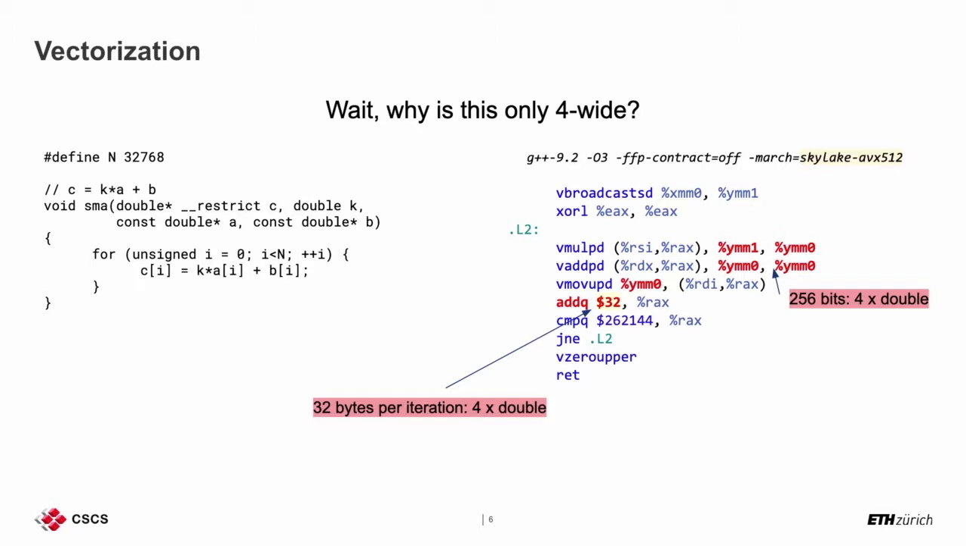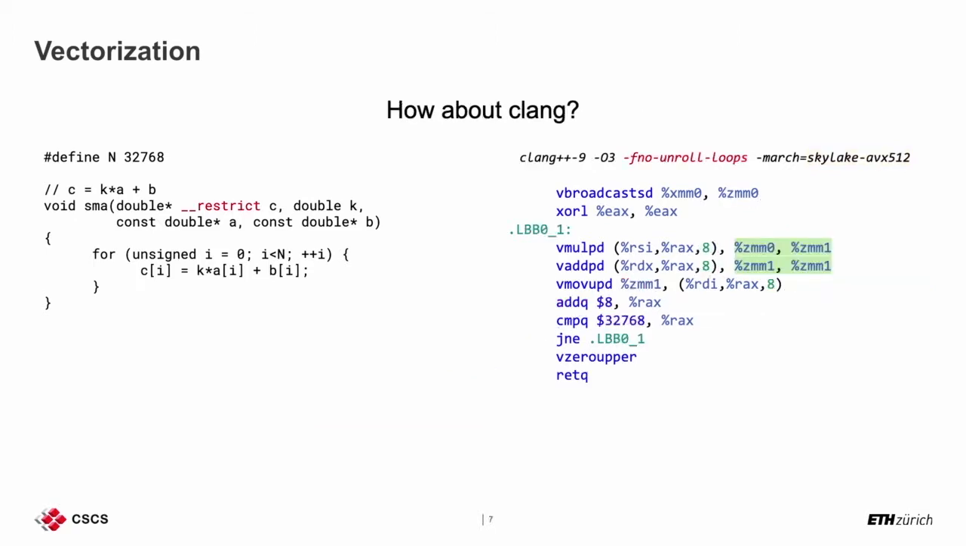But it's only doing 4 doubles in the operations. Why is it only doing 4-wide vectorization? Who knows? If we ask Clang, it uses the whole register. It does 8 multiplications per multiply and add. It does 8 adds. It's doing twice as much work. It's a mystery. We don't know why Clang is doing this and GCC was doing only 4-wide.